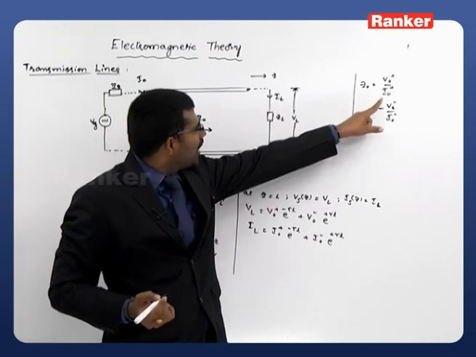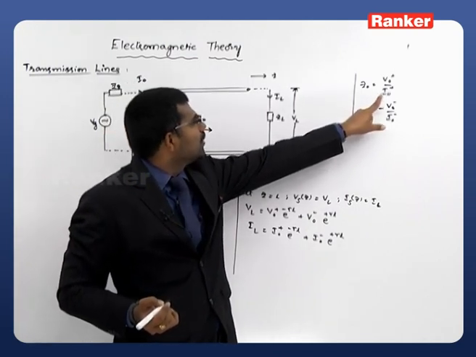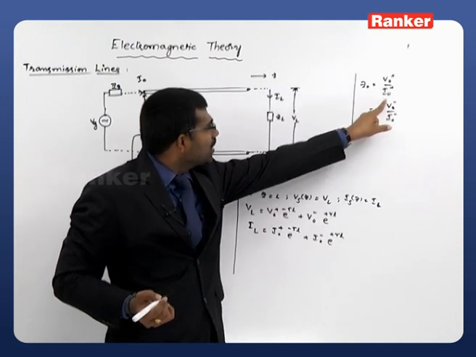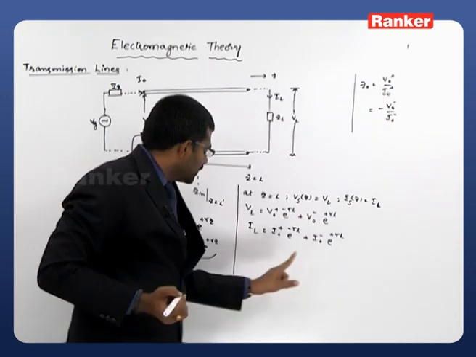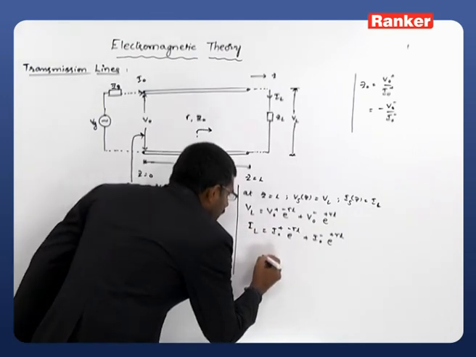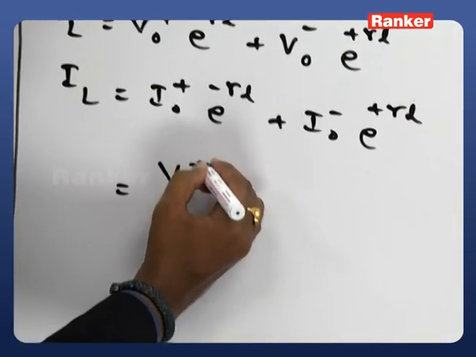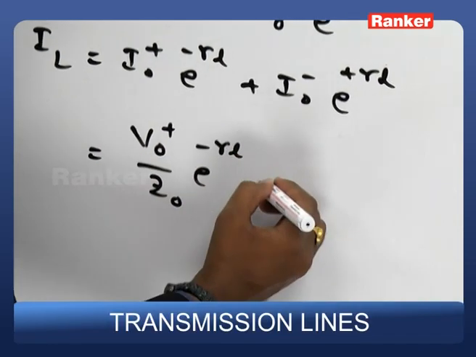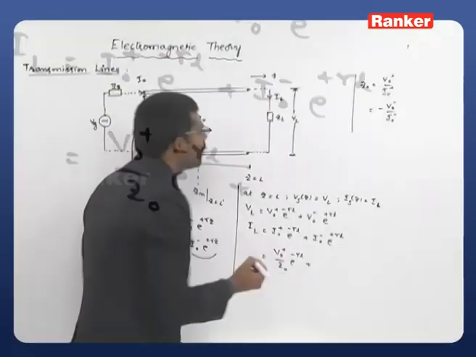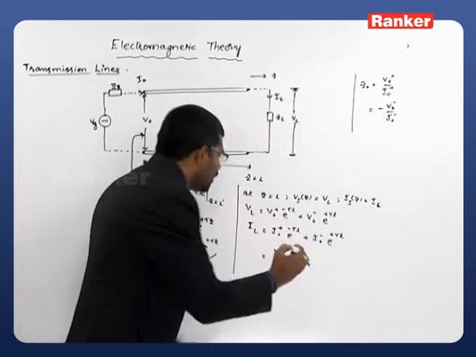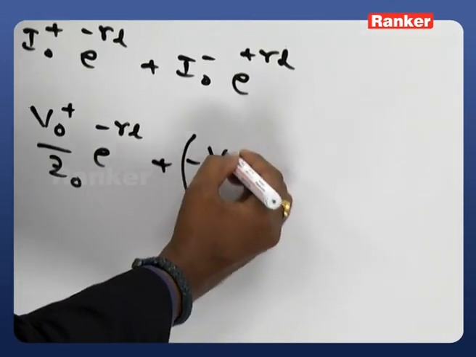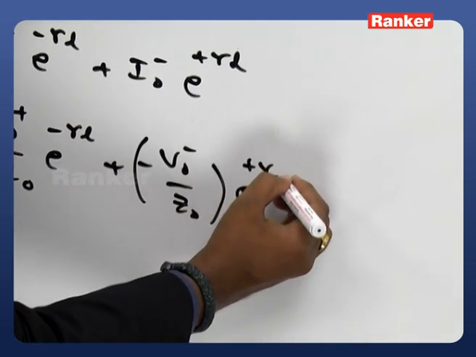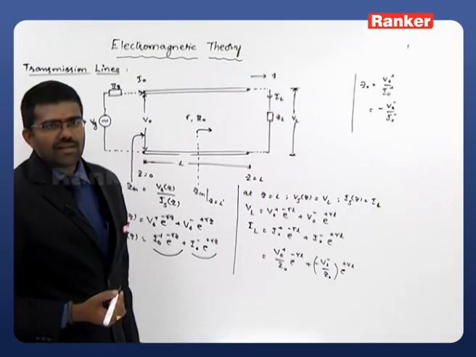So I will try to replace this I naught plus with V naught plus by Z naught, and I naught minus with minus V naught minus by Z naught. That replacement I am doing here, which is equals to V naught plus by Z naught e power minus gamma L, plus instead of I naught minus, I can write minus V naught minus by Z naught e power plus gamma L.